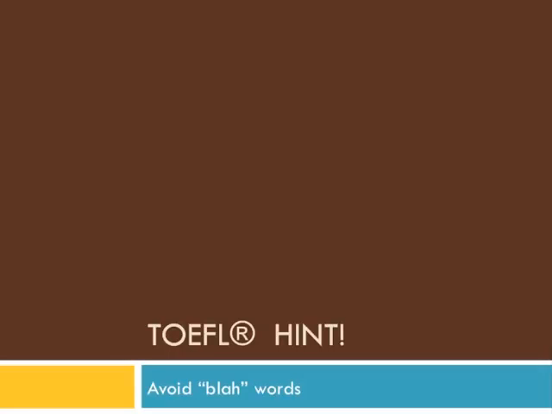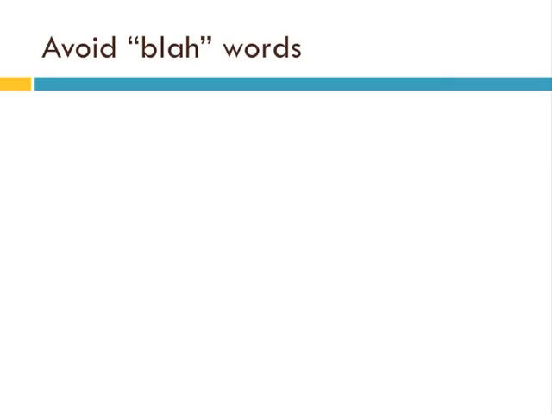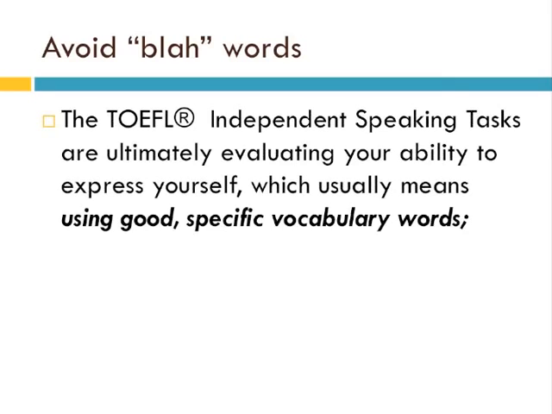Now this brings us to our first hint, and a lot of this is based on my experience. So I think really the TOEFL is ultimately looking for the way you express yourself, focusing specifically on vocabulary. So the first thing I tell students is to avoid words that I call the blah words. The idea here is that I think you can really get a good score or improve your score if you use good, specific vocabulary words.